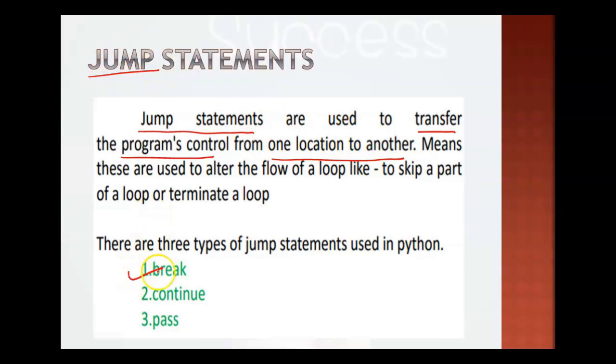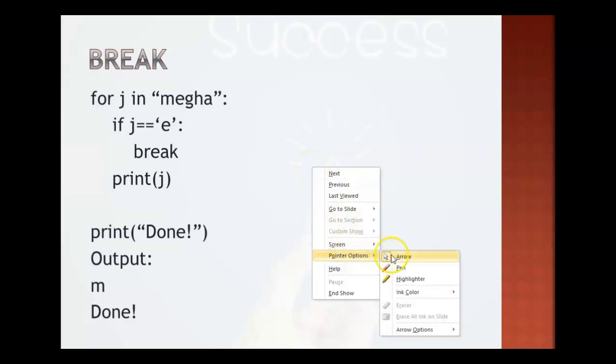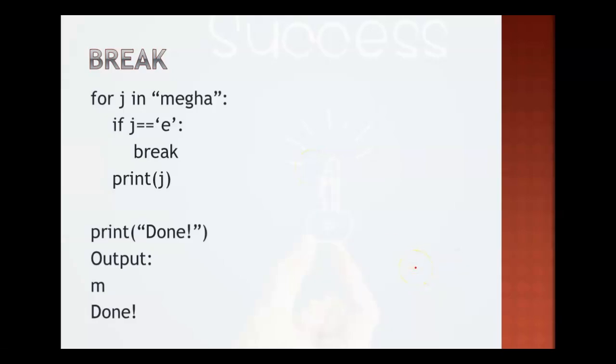So in total we have three types of jump statements. We have the break statement, we have the continue, and we have the pass. Okay, so normally we are using break and continue only. So starting with the break statement, the break statement will break the continuation of the loop, or the iteration of the loop. So how the things will work, you please check.